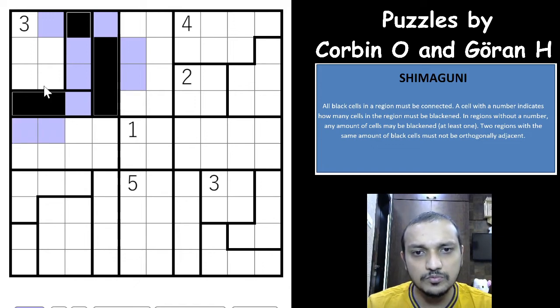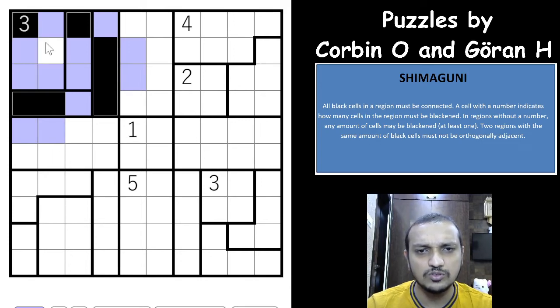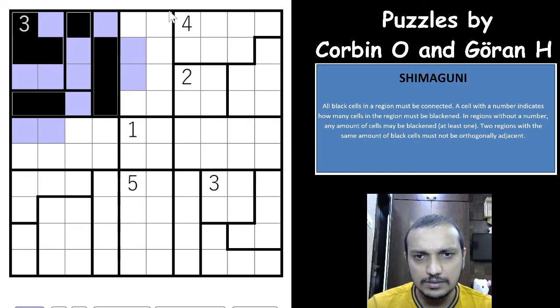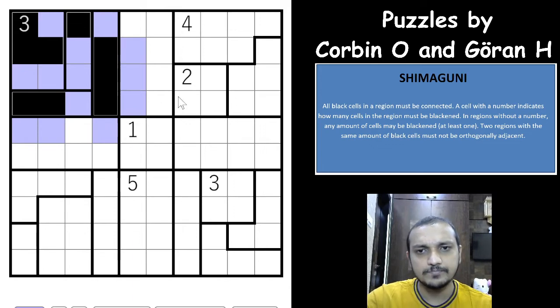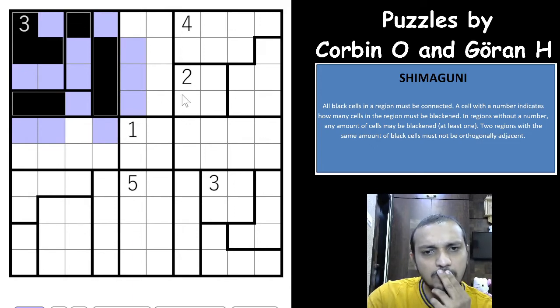So we are done with this part now, and this cell will have to have 3 shaded cells, so this is also done. I'm sorry, this mouse isn't working actually. This is unshaded, this is unshaded, right? Okay, so this part is done now.